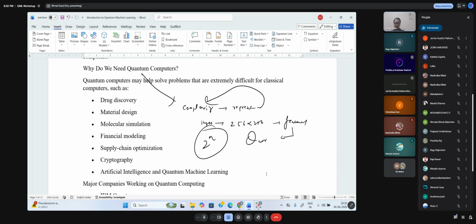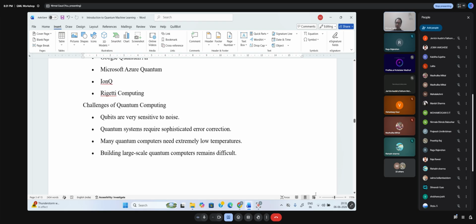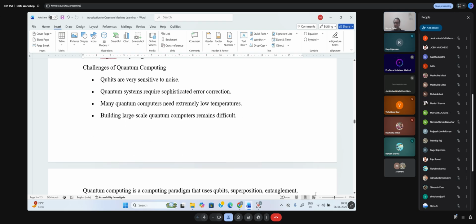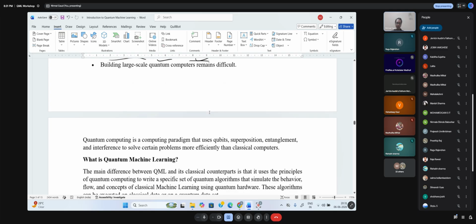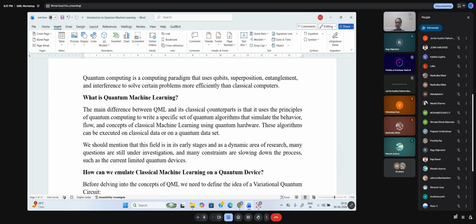Currently, these are the applications: drug discovery, material design, etc. You will read about them from your side. The challenges are that qubits are sensitive, require sophisticated error correction, and many quantum computers need extremely low temperature. That means if you are dedicated towards quantum, then you require a quantum machine to solve a problem. Building large-scale quantum computers remains a difficult task. So quantum computing is a paradigm that uses qubit superposition, entanglement, and interference to solve problems.